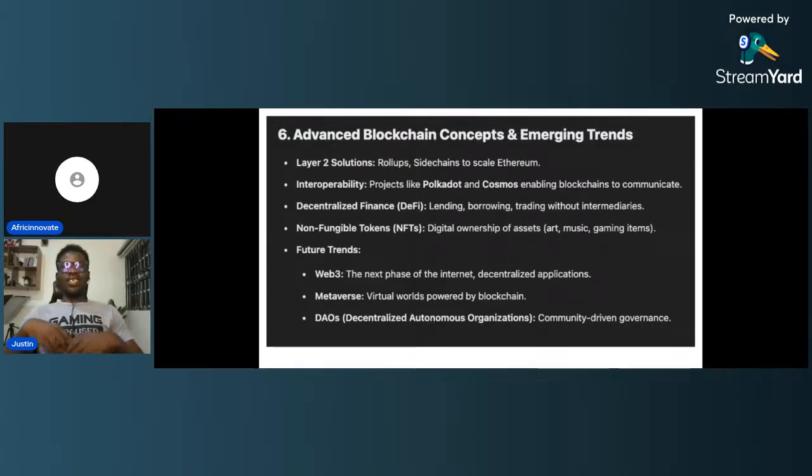And that's where layer 2 solutions come in to scale. Their job is to scale Ethereum. Where you are having heavy, pricey transactions on Ethereum, layer 2 tends to make transaction costs very cheap. Talking about scaling solutions, we have sidechains and roll-ups to scale Ethereum.